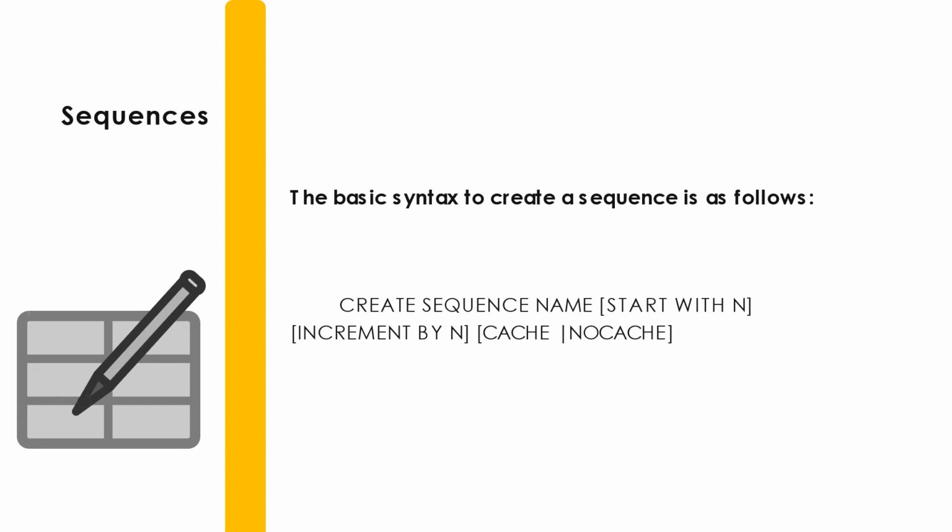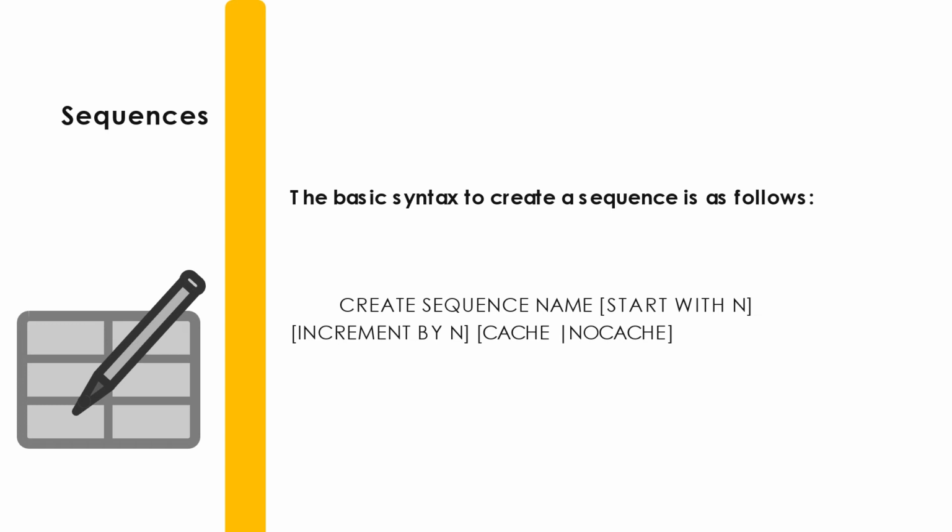The following is the basic syntax in creating a sequence. First, we have the keywords create sequence. Then, we specify the name of the sequence. And then we have start with, which specifies the initial sequence value with the value n, which is an integer value that can be positive or negative.